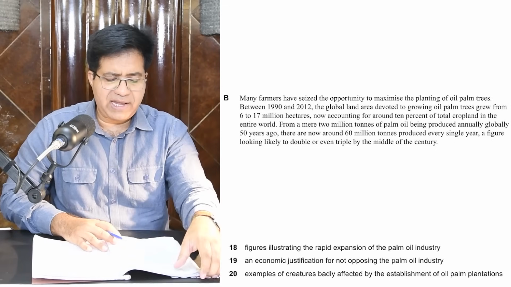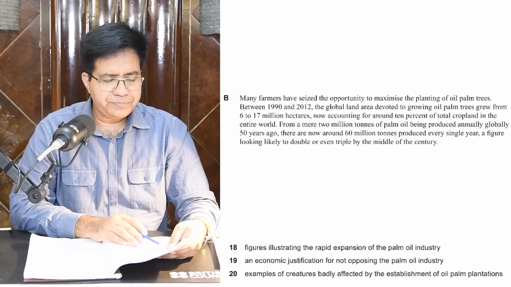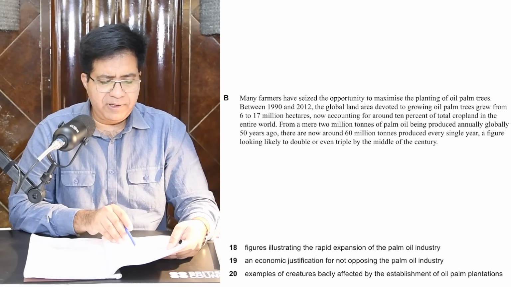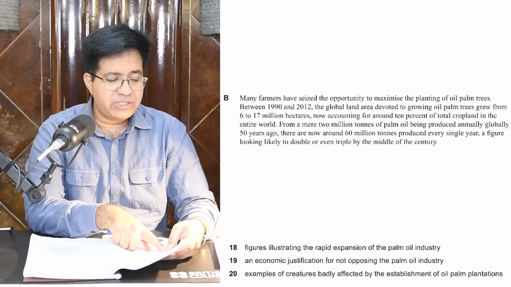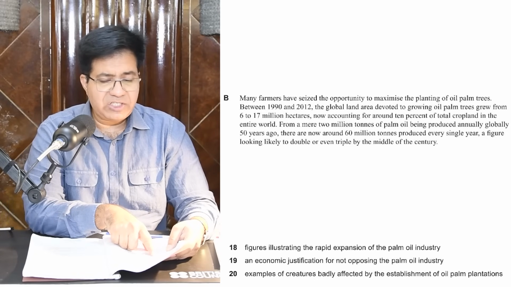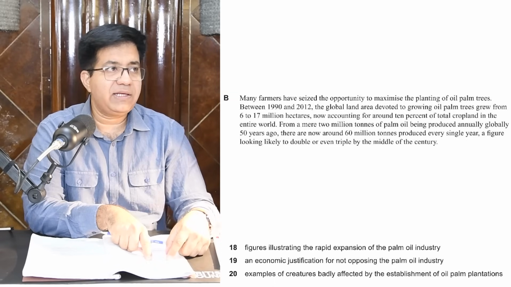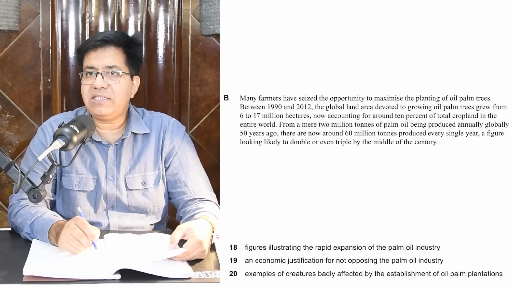If you want to see rapid expansion, let's read it together. Paragraph B, second line. From 1990 and 2012, the global land area devoted to growing oil palm trees grew from 6 to 17 million hectares. So 6 to 17 means expanding. Right? Correct answer for question number 18 is B.